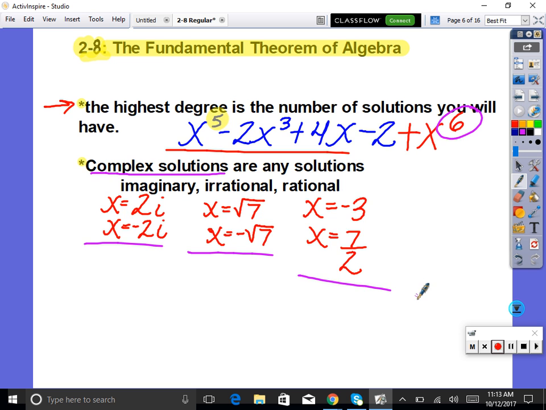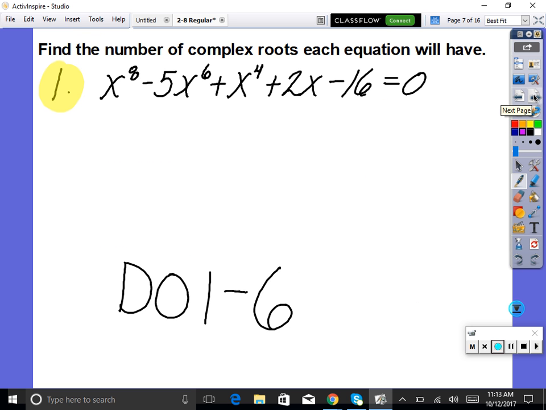Okay, cool. Let's go to problem number 1 on the worksheet. Let's read the directions. Find the number of complex roots each equation will have. Do 1 through 6.